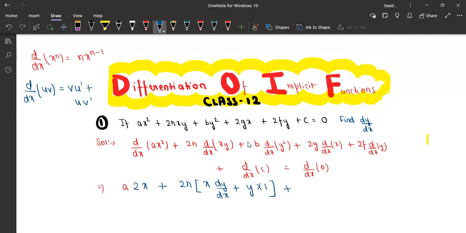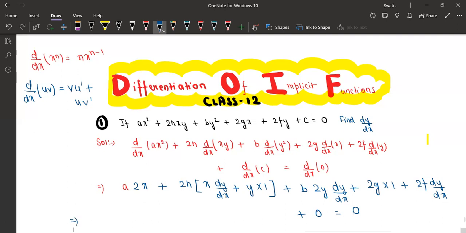Plus, here, of course, b will be as it is, and the derivative of y square will become 2y. But with the chain rule, we have to do the derivative of y with respect to x as well. That will be dy dx. Plus, here 2g as it is, and the derivative of x with respect to x is 1 only, so into 1. And here 2f as it is, and the derivative of y with respect to x is dy dx only. Plus, we know that the derivative of a constant is 0, so this will become 0. And the derivative of 0 is also a constant only, so it is also going to be 0. Remember, what do we have to find?